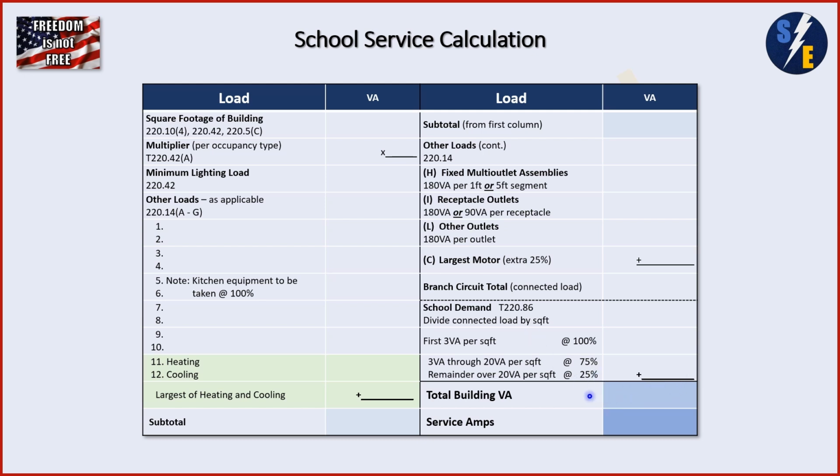Once we have that, we're going to divide by our voltage, and whether it is single phase or three phase. With a school, it's usually going to be three phase. And so we'll have to multiply the voltage by the square root of 3 first. And then we'll divide it into our VA and we'll come up with our total service amps. Once we do that, we can size our service equipment, our conductors, our conduit, and so forth.